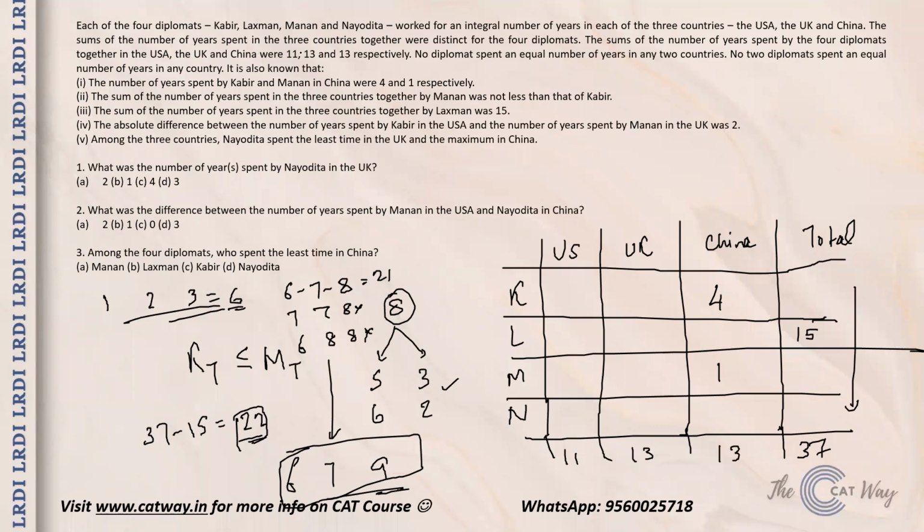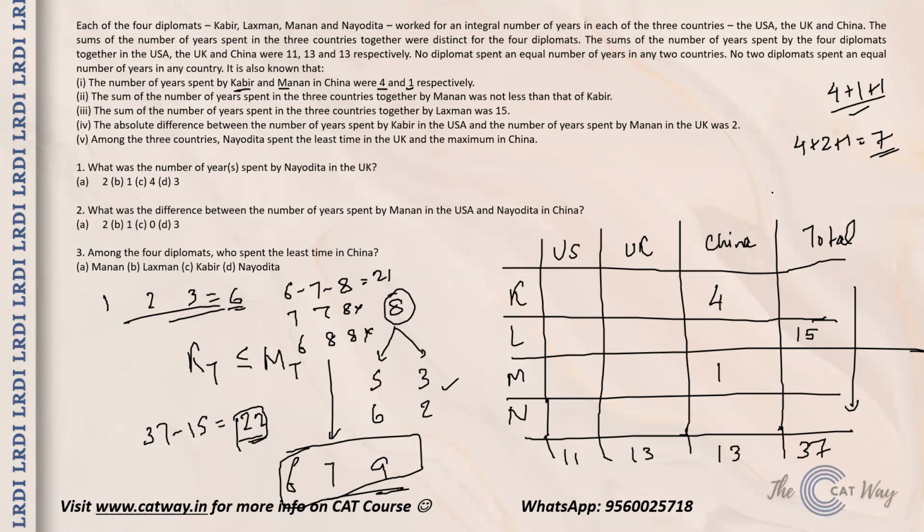Read the statement one. It says ki number of years spent by Kabir and Manan in China were 4 and 1. Okay, so they are 4 and 1. Acha, Kabir has already spent 4 years. Okay, he cannot spend 1 plus 1. There is no possibility of him spending 1 plus 1. The best he can do is 4 plus 1, 4 plus 2 plus 1. That is minimum 7 years he needs to spend. ठीक है, so Kabir needs to spend at least 7 years.